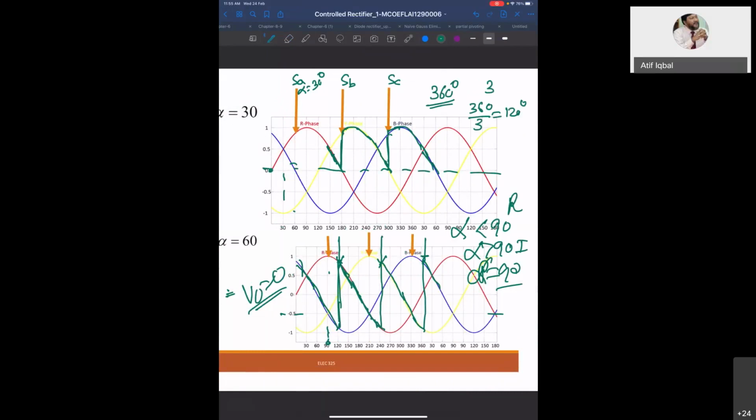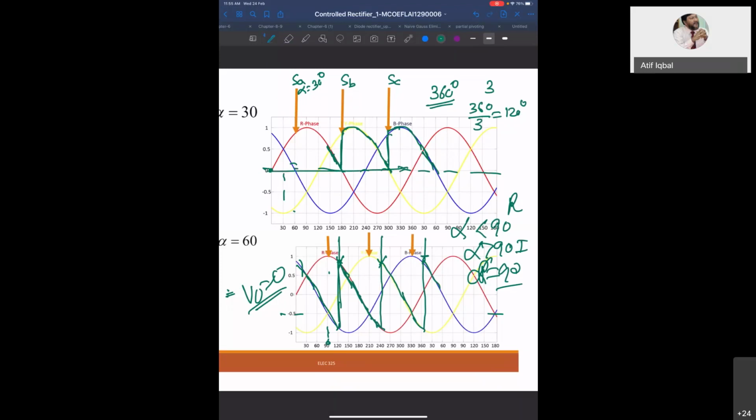No, they will operate for 120 degree, na? Because totally from here to here is 360 degree, and three thyristors have to conduct. So one thyristor will conduct for maximum 120 degree, another will conduct for 120 degree, another will conduct for 120 degree. So this will be the maximum conduction period of a thyristor, 120 degree each.